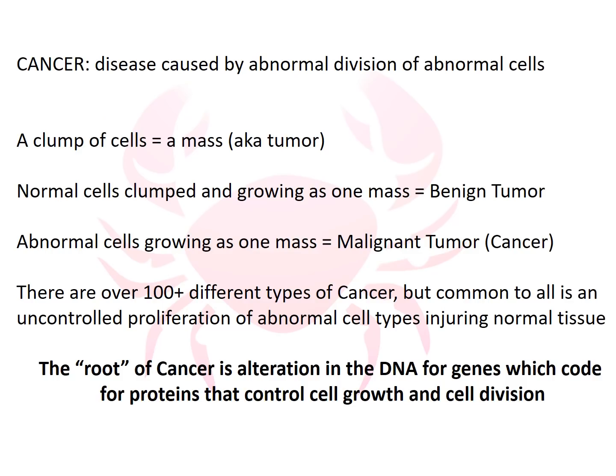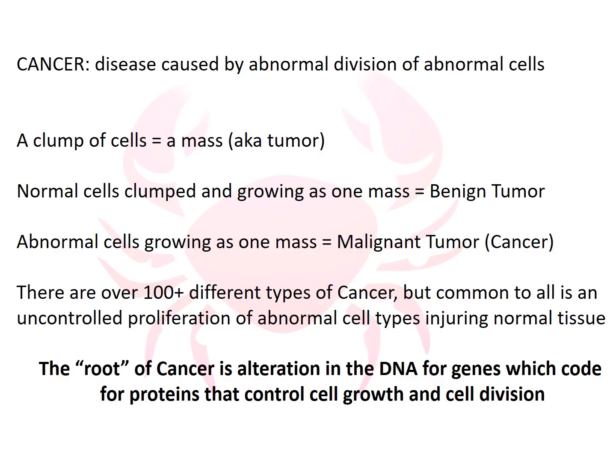All right, so we mentioned this already. Cancer is a disease caused by the abnormal differentiation of abnormal cells. Remember, normal cells will grow and divide and differentiate. Cancer cells are abnormal cells which have lost all those regulatory pathways, and not only are they abnormal cells, but they are abnormally dividing.